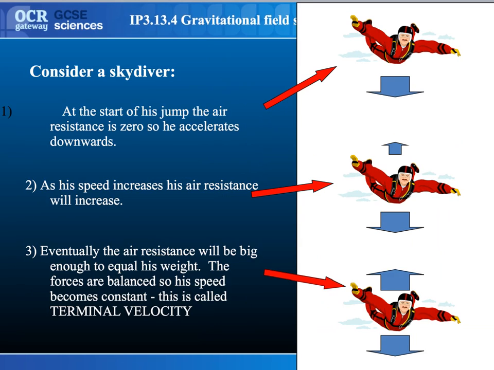Same thing here with a skydiver. At the start of his jump, there is no air resistance because there is no movement. So he starts to accelerate down because of his weight. As he gets faster and faster, this air resistance gets bigger and bigger. When these two forces are equal to each other, we call this terminal velocity. That means that he is basically going at his top speed.